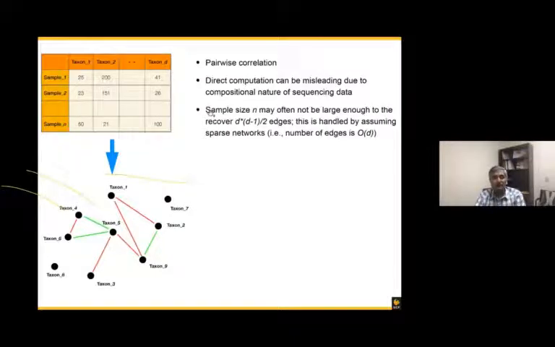And the other issue, of course, is that the number of samples may not be large enough to be able to recover all of these edges. And so that makes it an interesting computational problem as well. And of course, the assumption we impose to deal with this a little bit is to assume that the network structure is sparse. That is, we do not have a large number of edges. So the number of edges in this graph is only linear in the number of nodes.